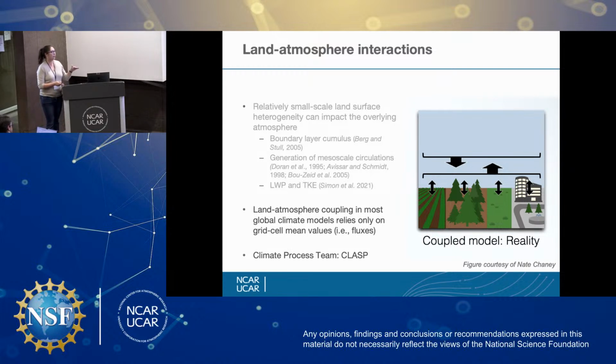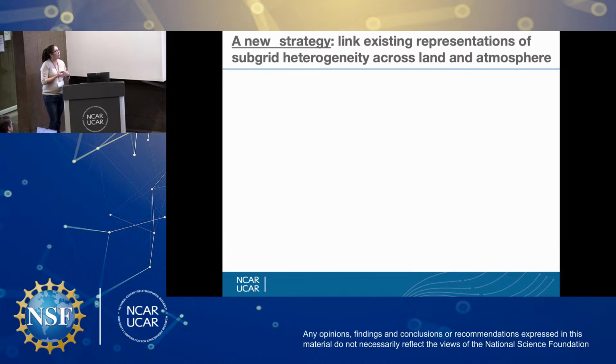Moving beyond this is the goal of a climate process team called CLASP, which stands for the Coupling of Land and Atmospheric Subgrid Parameterizations. It's been going on for a few years, and I want to share some of the results we found. One of the goals of CLASP is designing a new strategy, where we're linking existing representations of subgrid heterogeneity across land and atmospheric model components.